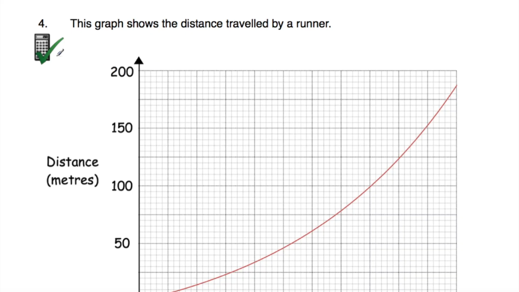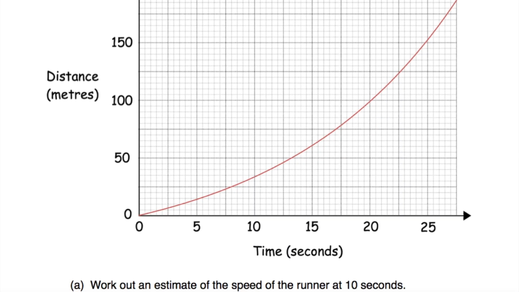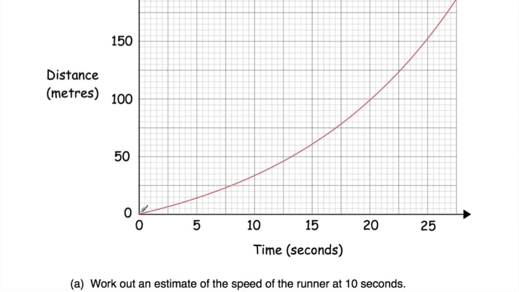Okay, let's have a look at our next question, question number 4. Question number 4 says the graph shows the distance travelled by a runner. This is a distance time graph, so we've got distance going up vertically and time going across horizontally. Remember that the gradient of a distance time graph is the speed. So if we find the rate of change of distance, that's the speed.